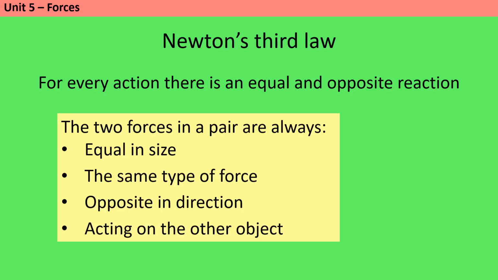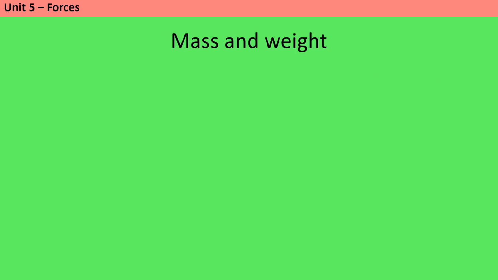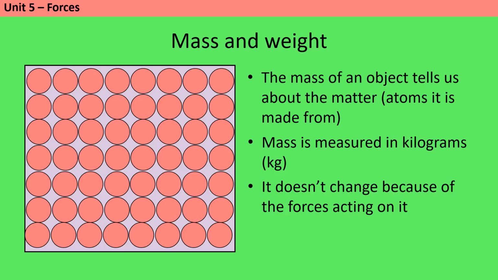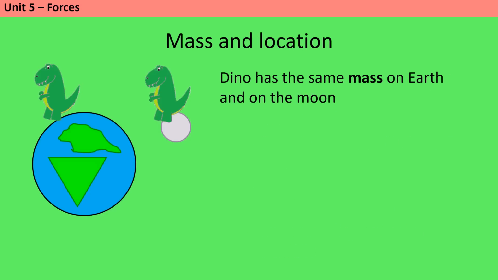The words mass and weight are often incorrectly used interchangeably. Mass tells us how much matter or how many atoms an object is made from, so this square here is made up from 56 atoms. Mass is measured in kilograms, and the shorthand for that is kg. It isn't affected by forces, so your mass doesn't change because somebody pushes you or because you're experiencing air resistance. It also doesn't depend on where you are. Just because my dino has moved from the Earth to the Moon doesn't mean his mass has changed, because he's still made of the same number of atoms.